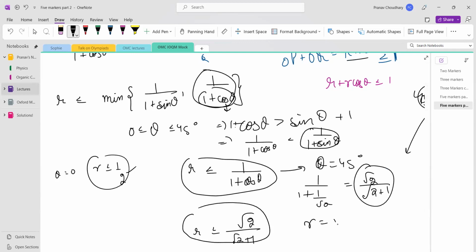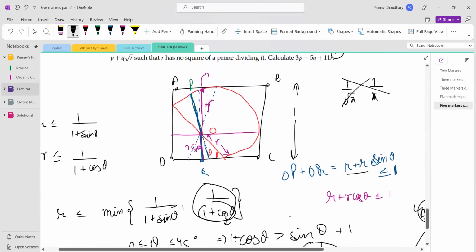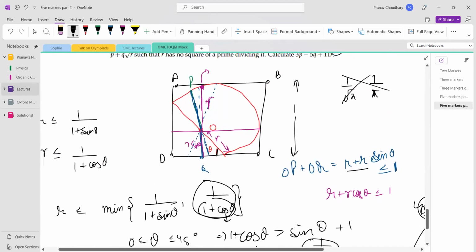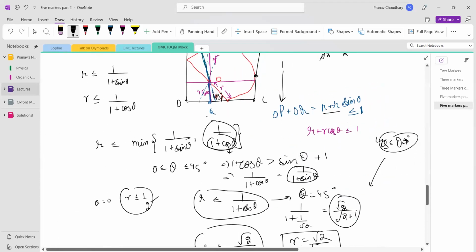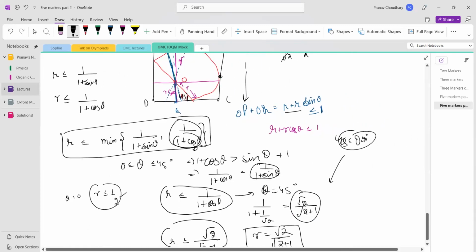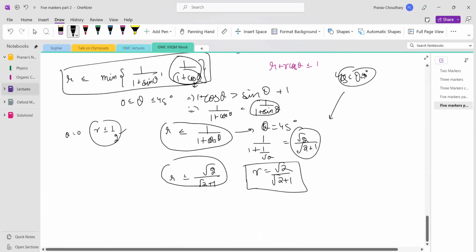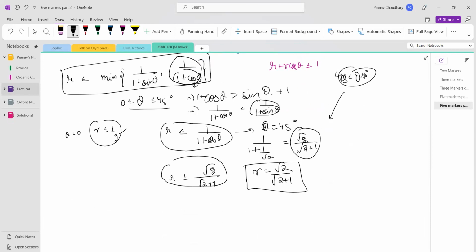So obviously you can just say that R equals root 2 over root 2 plus 1 is the maximum radius. If you want, you can formally show that this works indeed, at theta equals 45 degrees. You'll have to coordinate bash a bit, find the tangency points and show that they lie inside the square. But we'll not do that here. The vibe is clear, right? You get that this bound is there and you try to find the maximum value of R, which you find using this idea: cosine theta is greater than sine theta for some range. I don't really know how to put this in words, but this is the main idea. Okay, so this is the R max.